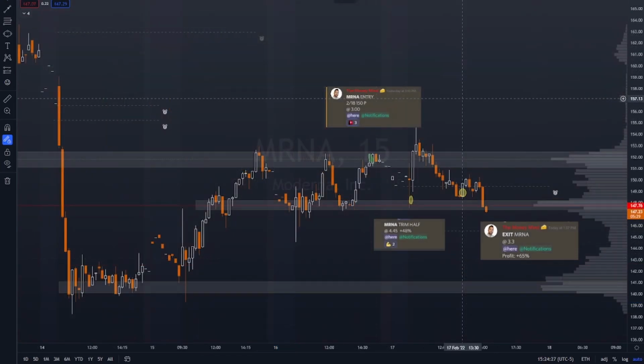Now, to give you another couple examples with individual names amidst overall broader market bearishness, let's take a look at Moderna. This is an individual name that popped up into a similar accumulation range, and it was ready for a supply dump, aka distribution.